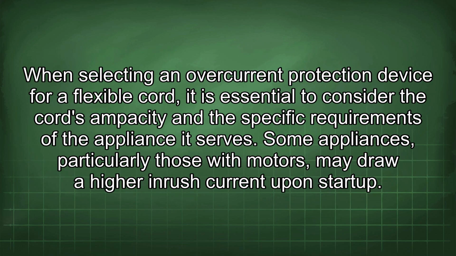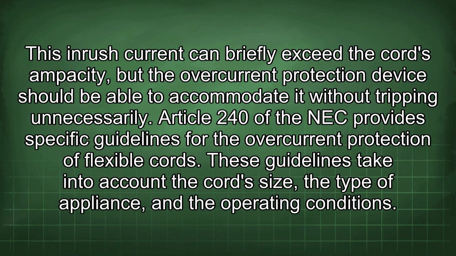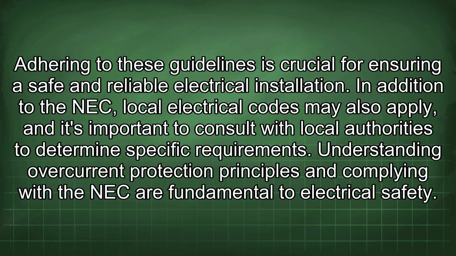When selecting an overcurrent protection device for a flexible cord, it is essential to consider the cord's ampacity and the specific requirements of the appliance it serves. Some appliances, particularly those with motors, may draw a higher inrush current upon startup. This inrush current can briefly exceed the cord's ampacity, but the overcurrent protection device should be able to accommodate it without tripping unnecessarily. Article 240 of the NEC provides specific guidelines for the overcurrent protection of flexible cords. These guidelines take into account the cord size, the type of appliance, and the operating conditions. Adhering to these guidelines is crucial for ensuring a safe and reliable electrical installation. In addition to the NEC, local electrical codes may also apply, and it's important to consult with local authorities to determine specific requirements. Understanding overcurrent protection principles and complying with the NEC are fundamental to electrical safety.